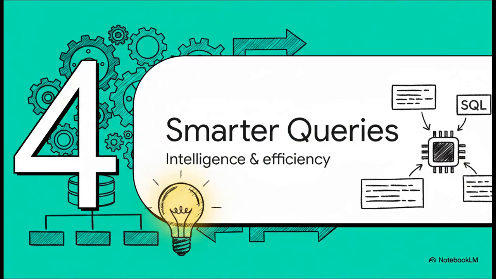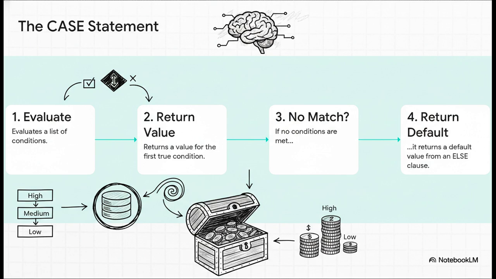All right, we have covered some serious ground. Now, it's time to level up. Let's look at how we can make our database do more of the heavy lifting for us by building logic and efficiency right into our commands. The case statement is, well, it's like giving your query a brain. It's SQL's way of doing if-then-else logic. You can use it to classify data right in the middle of a query, like, say, labeling sales transactions as high, medium, or low based on their dollar amount, all in one go.